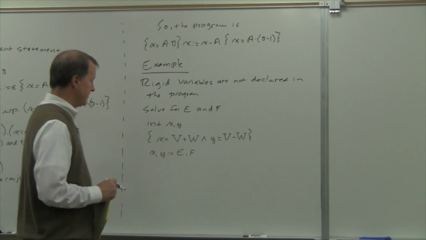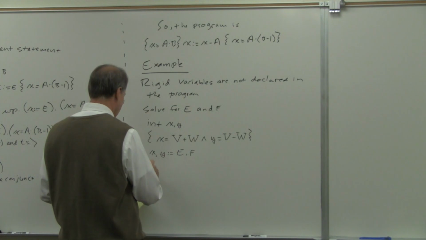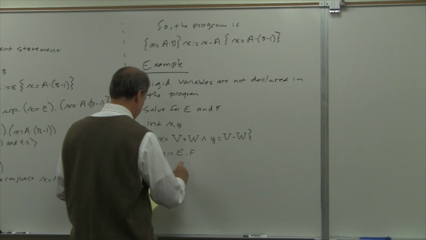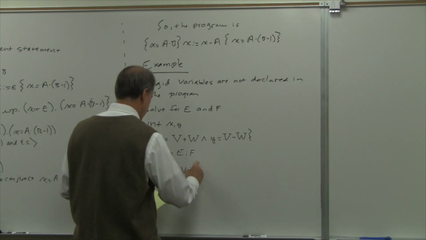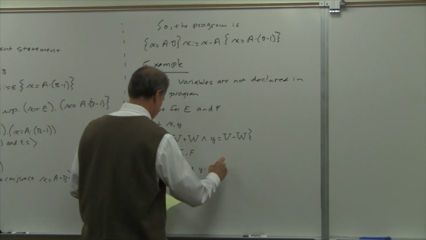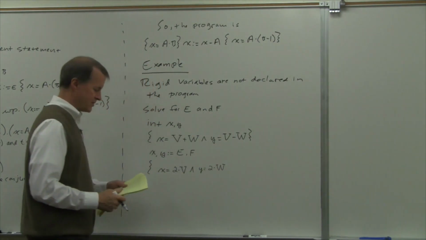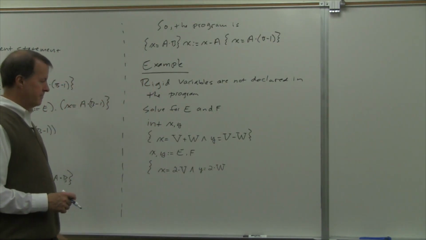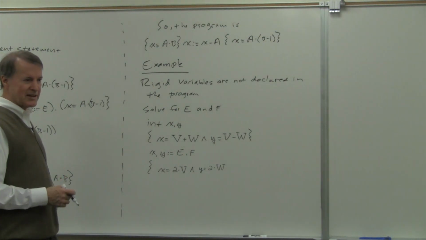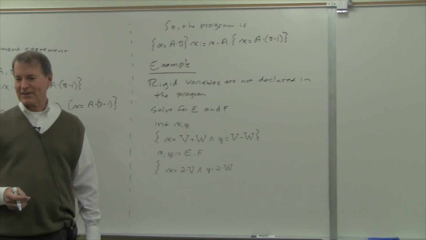Okay, and for the postcondition, what we want to be true is X equals 2 times rigid V, and Y equals 2 times rigid W. Okay? Now, what must we have? So let's write down what we must have. So, what must we have?